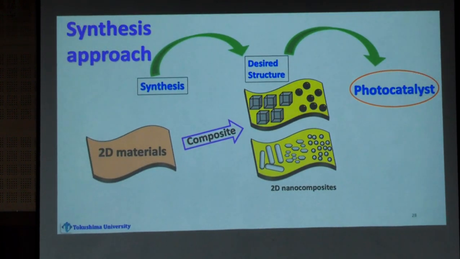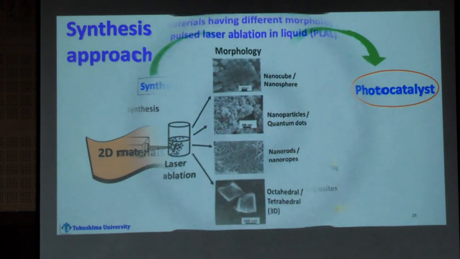To make the nanocomposite based on two-dimensional material, we can create a composite of two-dimensional carbon nanomaterials and metal. Together, we can make a two-dimensional nanocomposite with different surface morphology. It may be nanocube, spherical, nanorods, or simply various kinds of hexagonal shape. And then it is tested for photocatalysis.